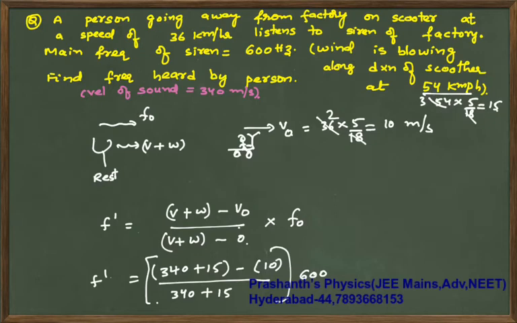Now if wind is blowing opposite to the direction, in place of v plus w you have to keep v minus w and then solve the question accordingly. Right? Next.